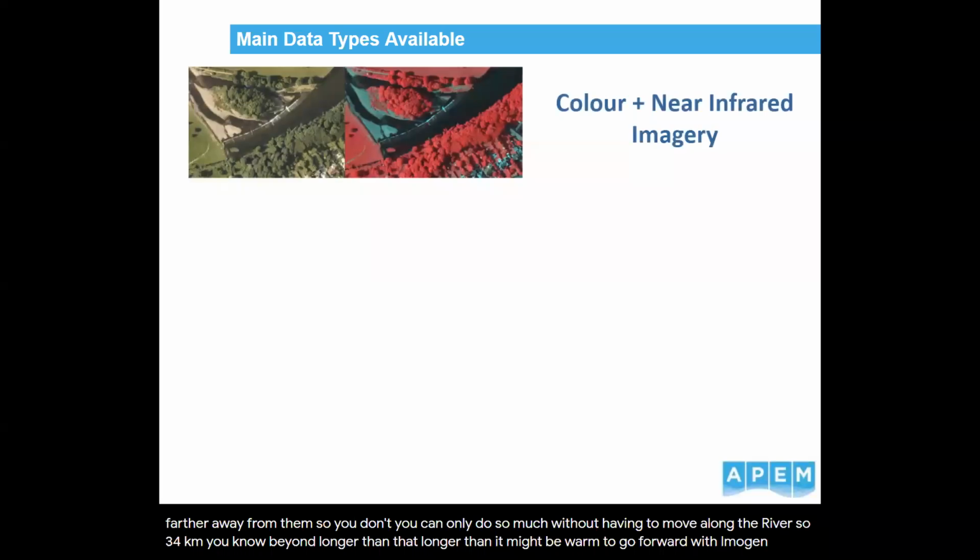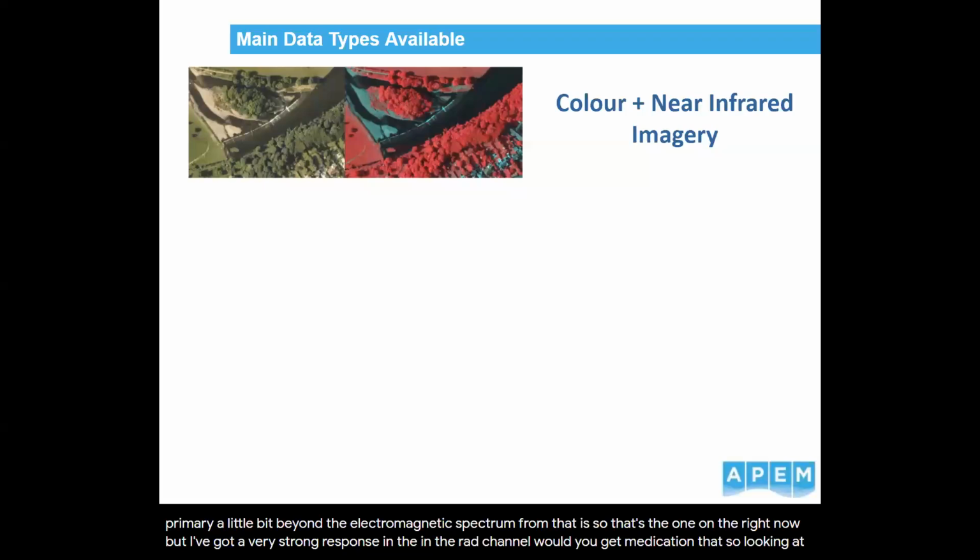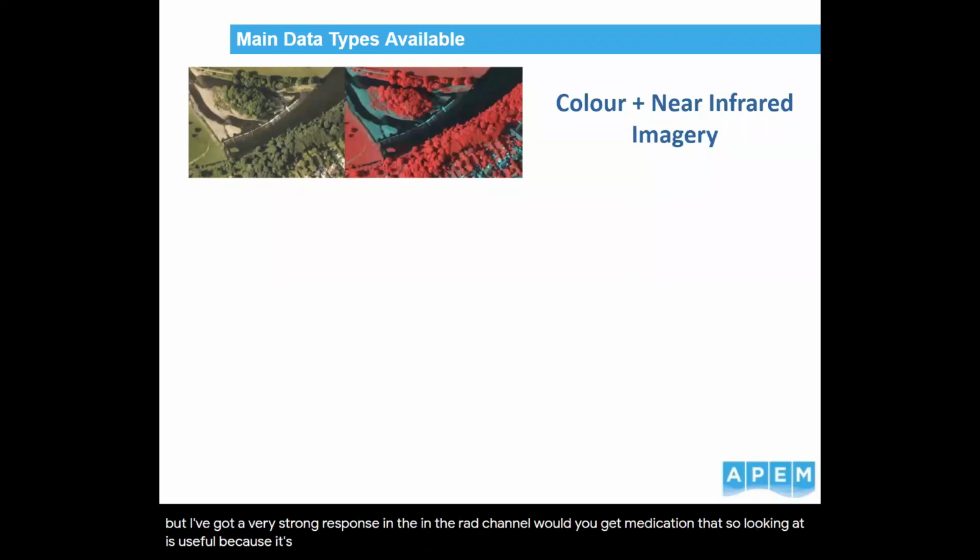And then the data types: colour and near infrared imagery. So they're the primary data types that we work with. So colour photography, and then a little bit beyond the electromagnetic spectrum from that is near infrared. That's the one on the right there that looks quite red. That's got a very strong response in the red channel when you get vegetation there. So it's useful for looking at riparian vegetation, and looking at depth actually, which I'll come on to as well, because red light's attenuated in a predictable way with depth in water.